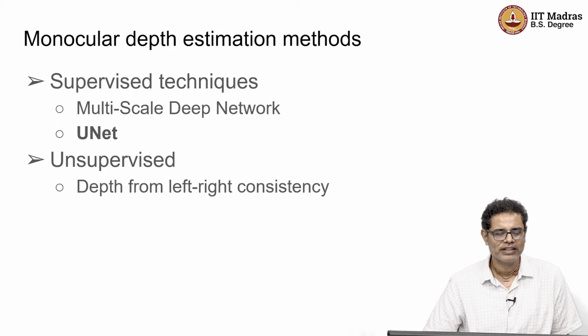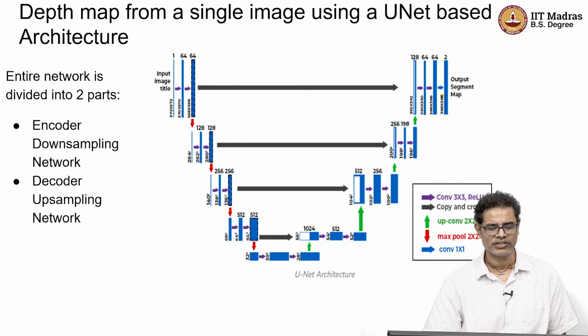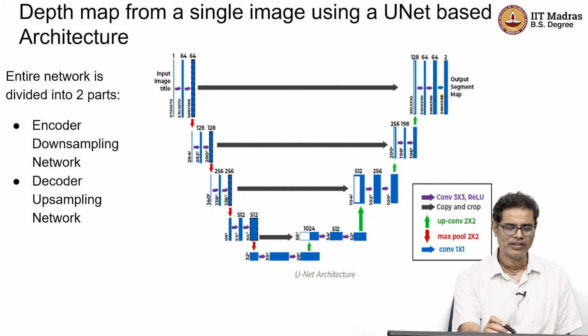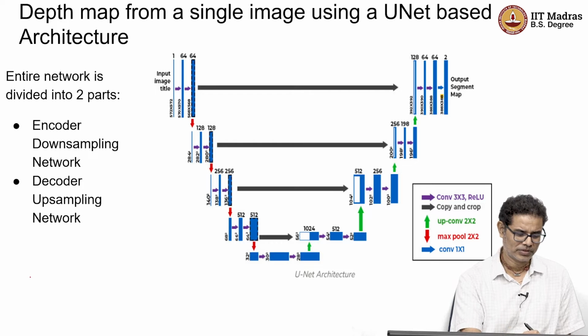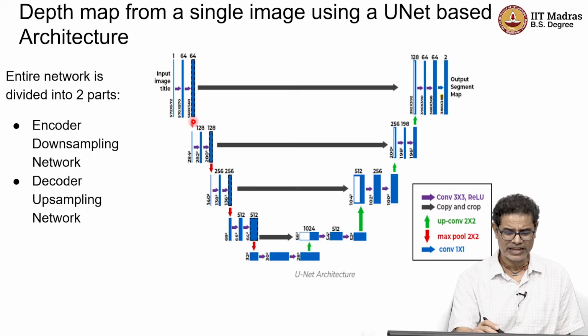A better network than this is UNet, because it's generally much deeper and also has a better architecture. So UNet is an encoder-decoder architecture. You have this encoding part of the network, which is the encoder downsampling network. So this is doing feature encoding.